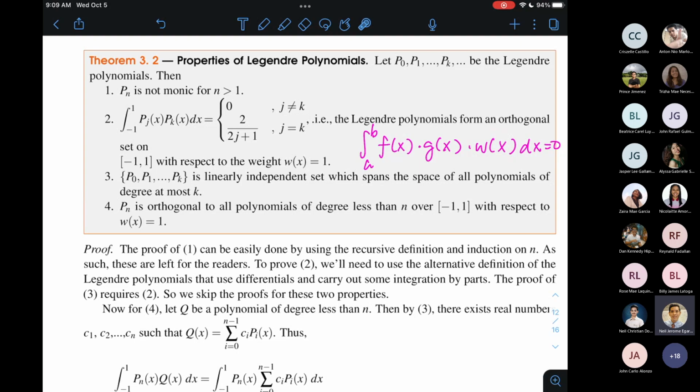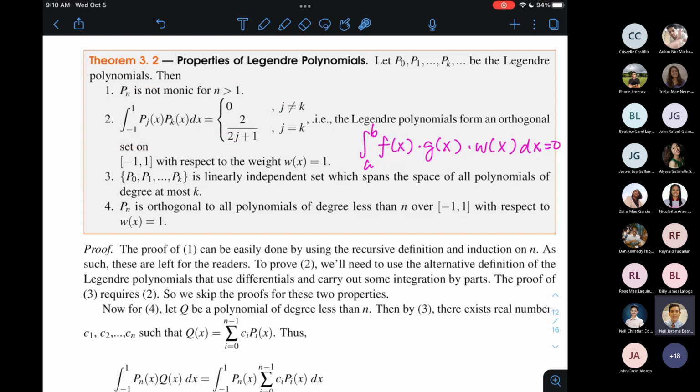Unfortunately, or siguro luckily for us, the proof of property number 2 will require some things from ODEs. So para madaling ma-prove itong property number 2, kailangan natin yung definition ni Legendre polynomial coming from a solution of a differential equation, tapos mag-i-integration by parts tayo doon. Alright? So may property na kailangan from dun sa differential equation kung saan na-derive yung Legendre polynomials. And since 151 is not a prerequisite of this course, hindi natin ipoprove yung property number 2.